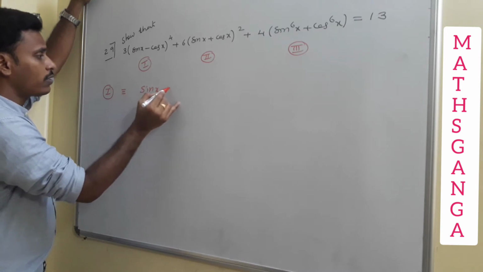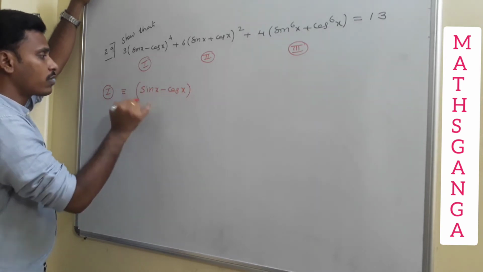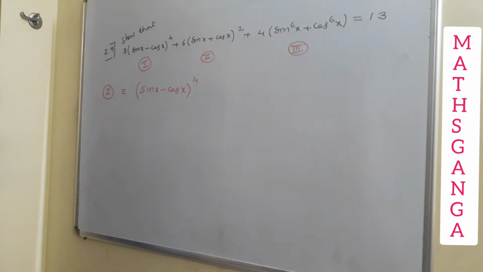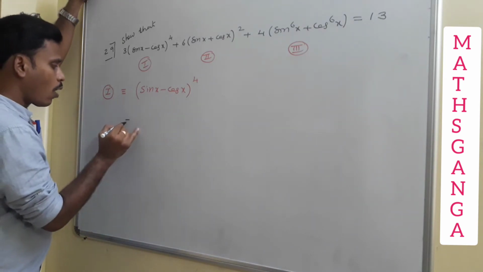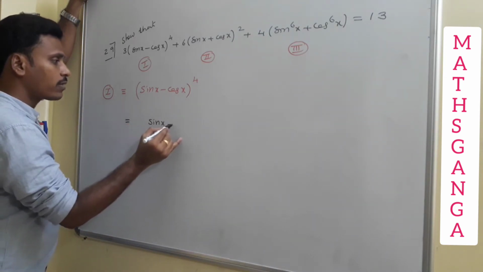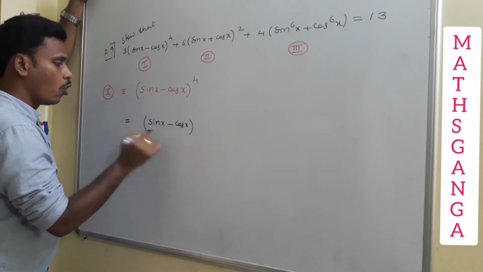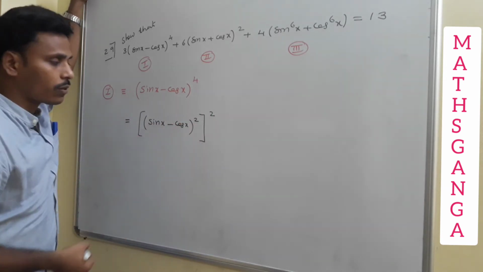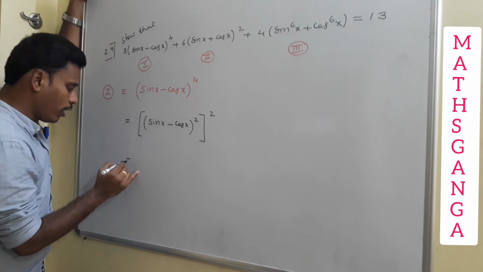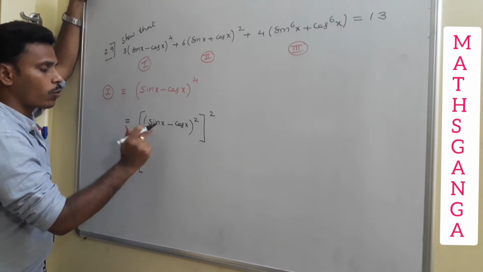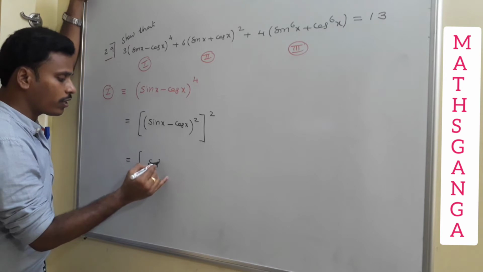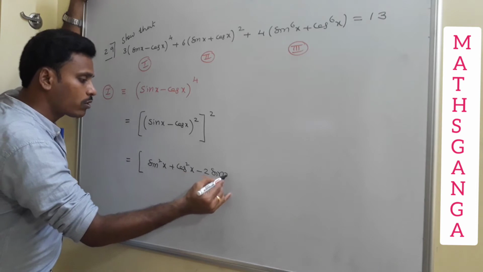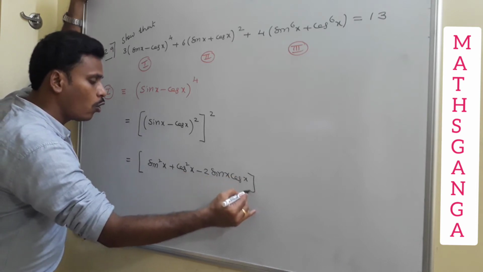The first expression is (sin x minus cos x) to the power 4. That's what we need to simplify. This is equal to, I will write it like this: ((sin x minus cos x) whole square) whole square. See, power 4 can be written as square of square. Now in the inner bracket, you need to simplify (sin x minus cos x) whole square, which is nothing but sin square x plus cos square x minus 2 sin x cos x, and whole square.